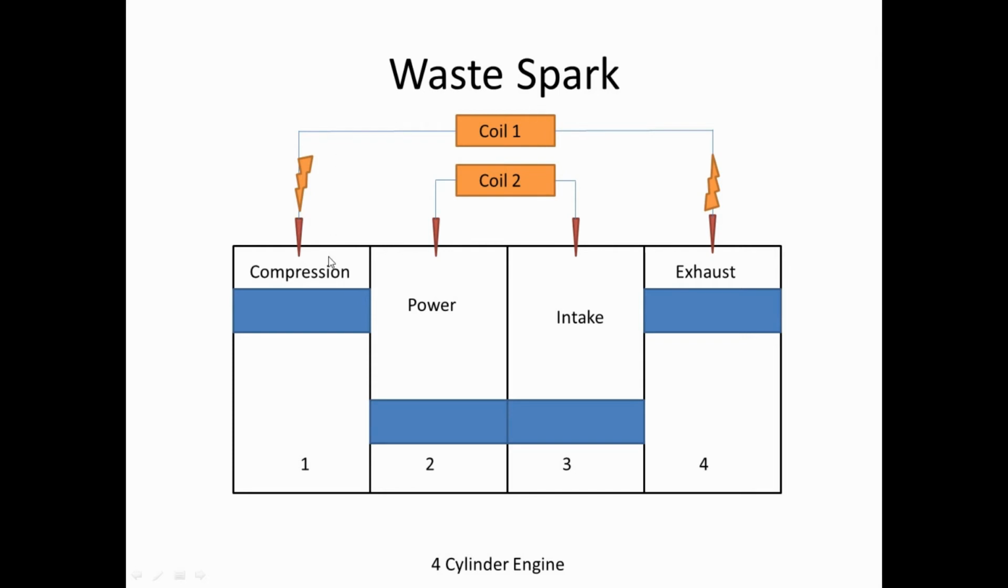But as the coil has to work in a circuit, the spark will actually go down through the electrode this way. This is the way my mouse cursor is going on the compression stroke on number 1, and it'll actually jump the other way from the ground strap up through the tip of the spark plug.